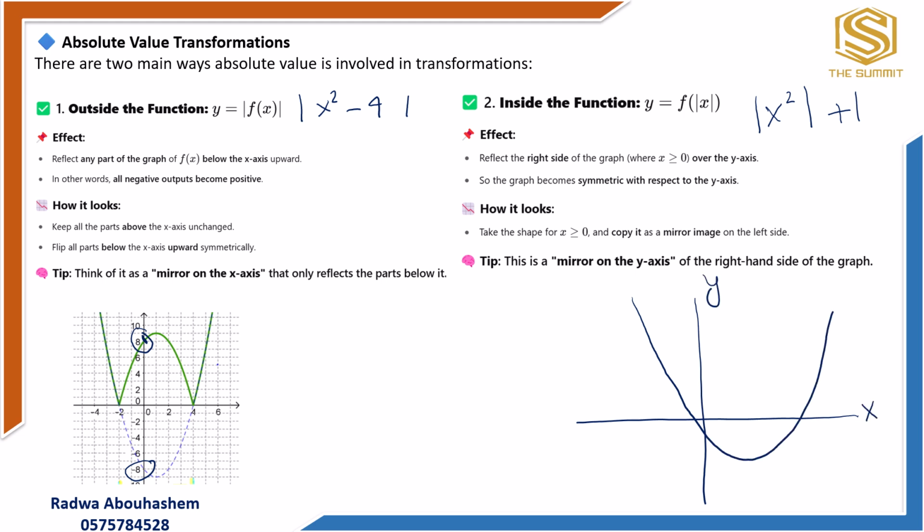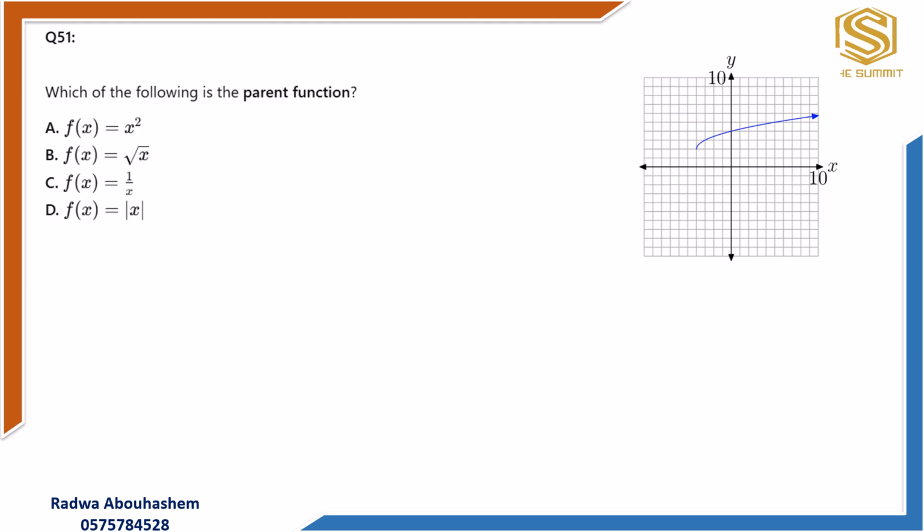So I'm gonna erase the left part from the y-axis and reflect whatever you have on the right. So here is your graph now. So the most common here is this one in your questions. Which of the following is the parent function? As you remember, this is the parent function for the square roots. It was like this. So it's a square root function.